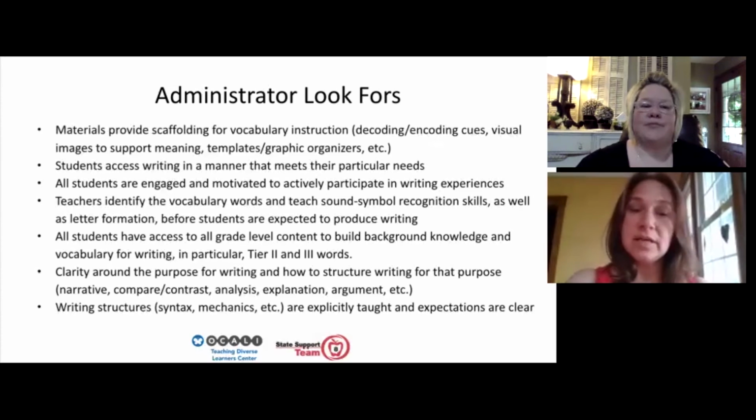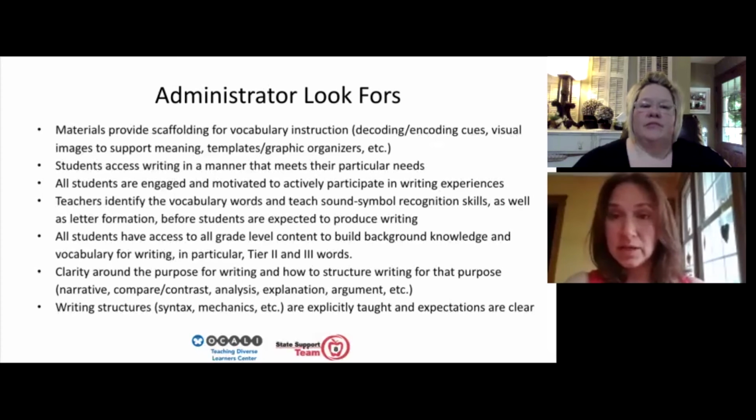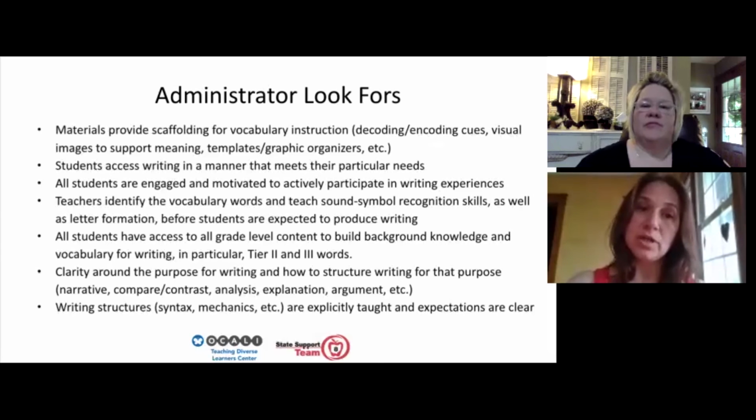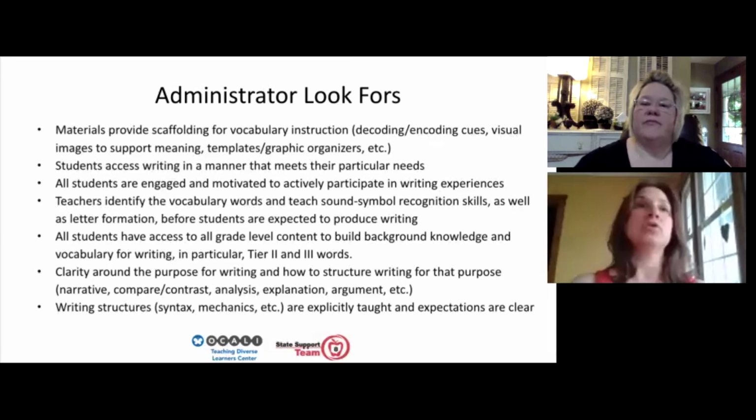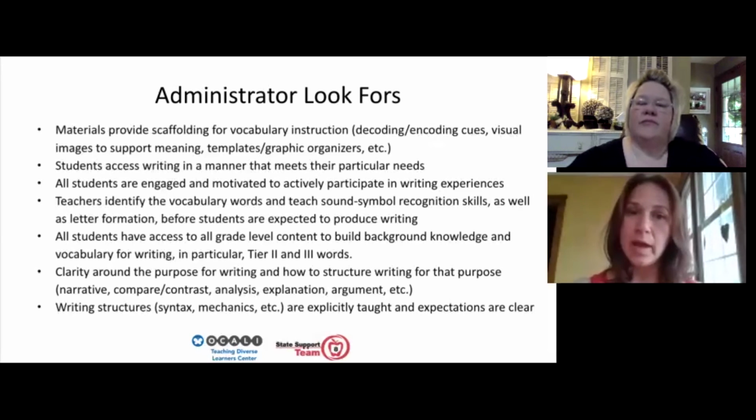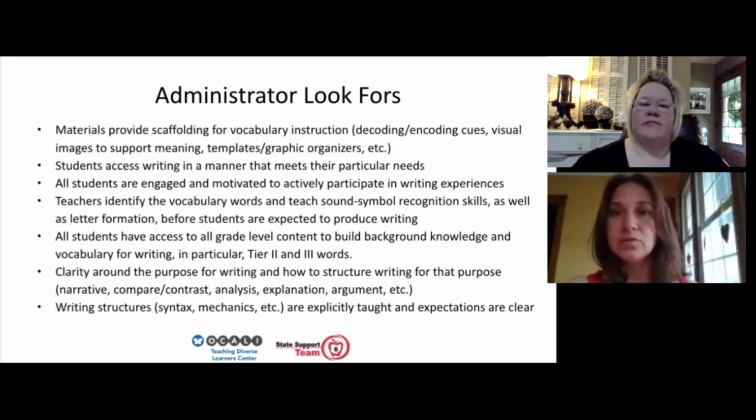Fourthly, teachers identify the vocabulary words and teach sound symbol recognition skills, as well as letter formation, before students are expected to produce writing. Shauna referred to this a couple times, where before we're expecting students to produce something, writing, to give us an answer for anything in any way, we need to make sure that we explicitly teach the how. How are we expecting to do that? Our expectations are clear, and students are taught the structures of that expectation.